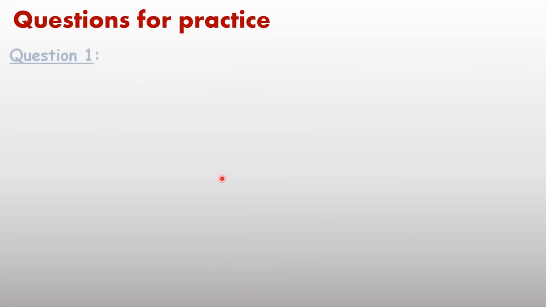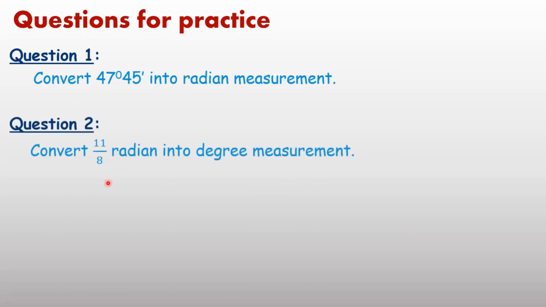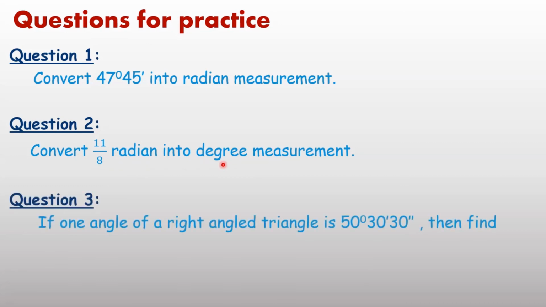Now, some questions for practice which you have to solve. First question, convert into radian measurement. Already discussed in solving questions. Second, convert from radian to degree. And third, if one angle of a right triangle is given, then find the other angles in degree measure.